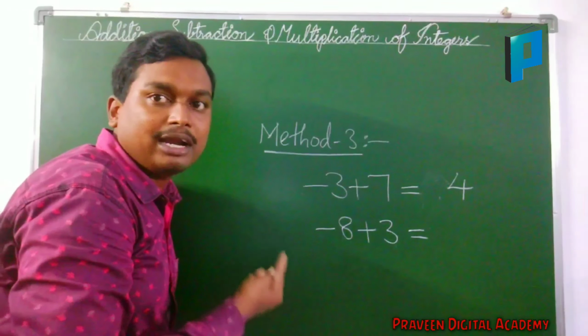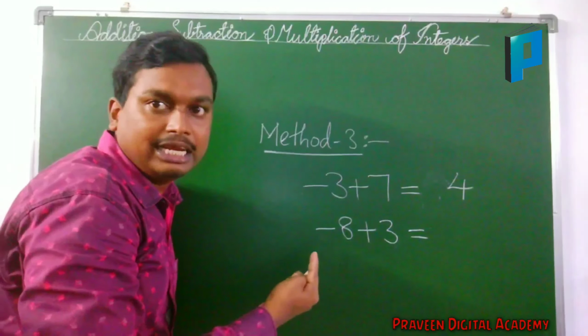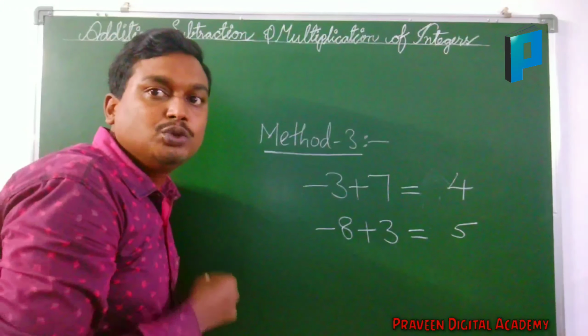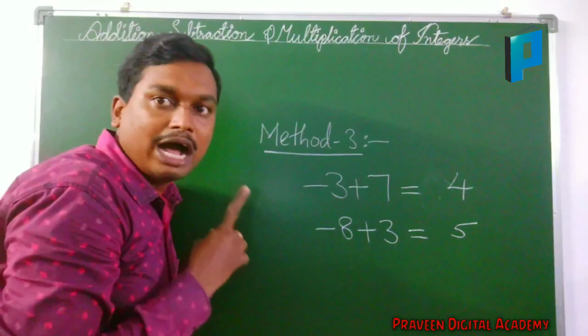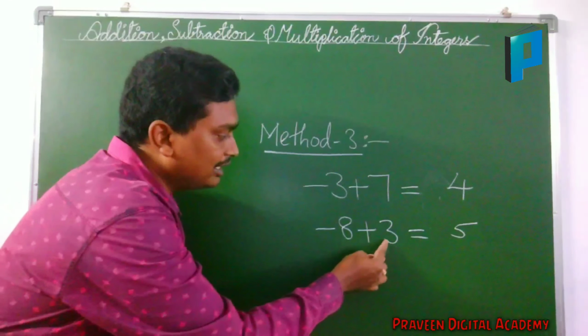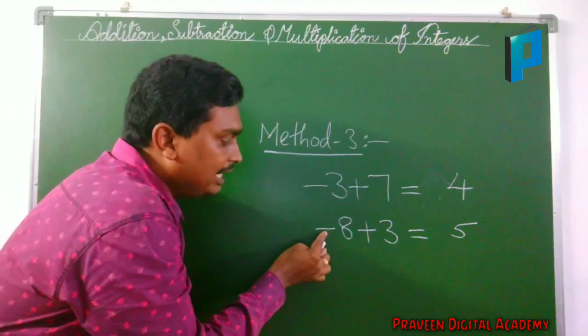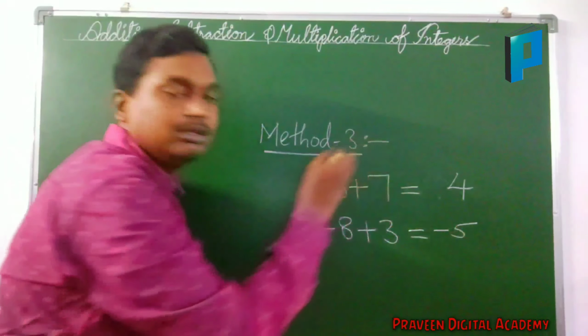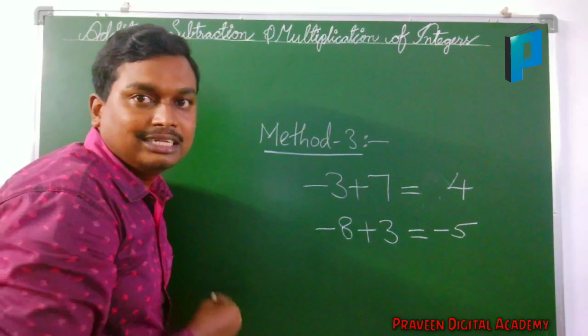Subtract the higher number and the lower number. 8 minus 3 is 5 we will get. And you have to keep the sign of the higher number. Remember this one. What is the sign of the higher number here? The higher number is 8, and it has a minus sign. So just keep the minus sign.